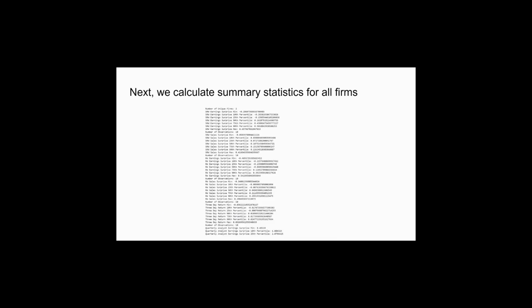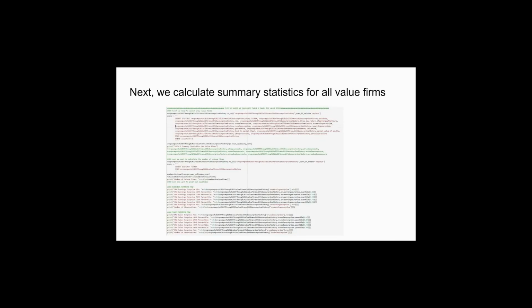Okay, now your table one panel A, which is summary statistics for all firms. Now you want the summary statistics for all value firms, right? This is like a subset of the data. And so we have to run all this again, right? We select where value firm equals 1, and now we run the summary statistics for all the same variables, but just where the value firm is 1.